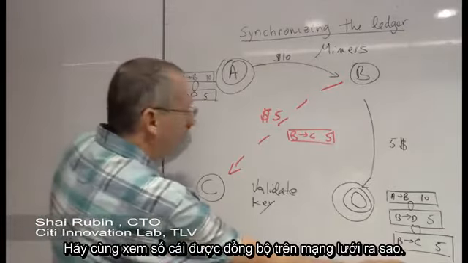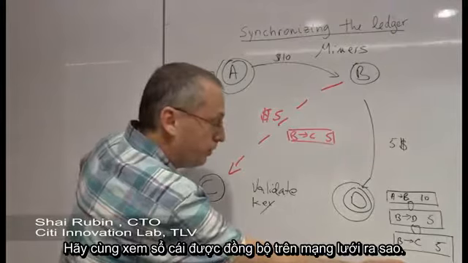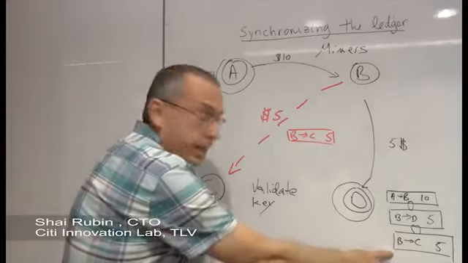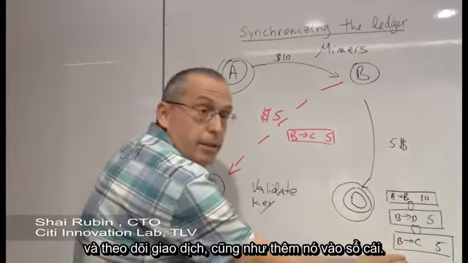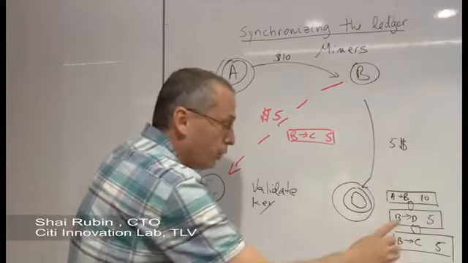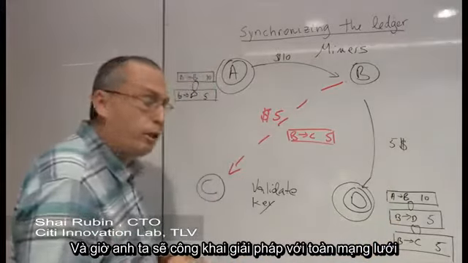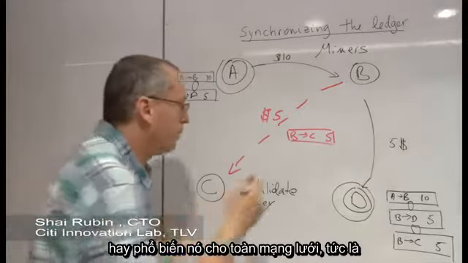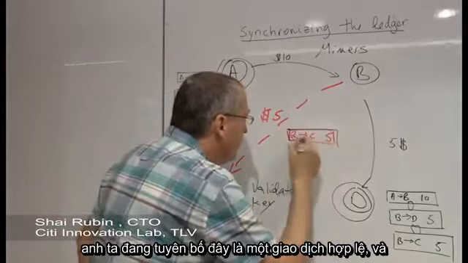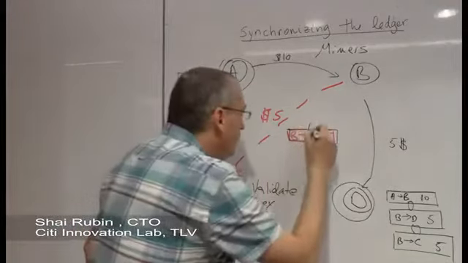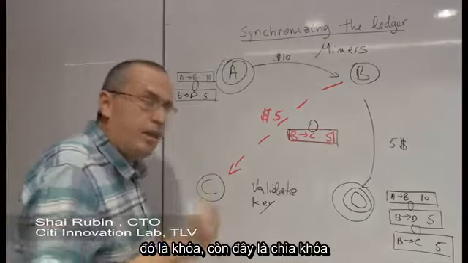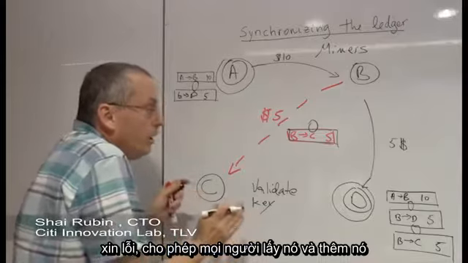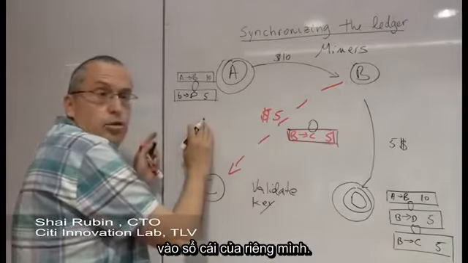Let's see how ledgers are synchronized across the network. D, a miner, was able to solve the puzzle, take this transaction and add it to its own ledger. What D is going to do now is publish the solution and broadcast it to the entire network, which means he will say, here is a validated transaction and here is the lock. Here is a key that enables everyone on the network to take it and add it to their own ledgers.